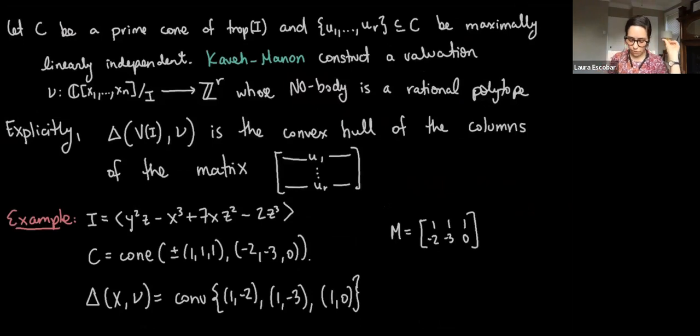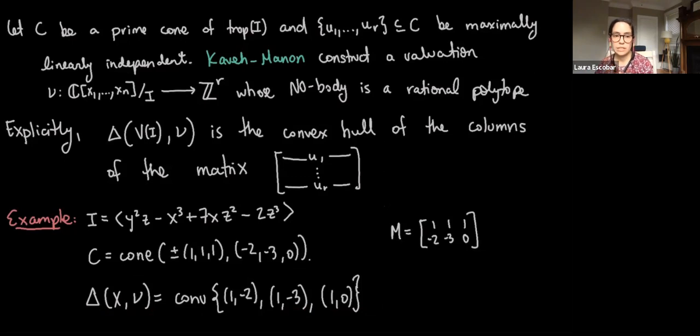So this is information from the previous slide. I told you that this one is prime. So if you construct a matrix, you can construct this matrix. And this is the matrix we encountered before. So based on the theory of Kaveh and Manon, we know that this is a valuation. I didn't tell you what the valuation is, but the way they constructed it is the way we constructed it in the previous example. And their theory also tells us then that the Newton-Okounkov body is going to be the convex hull of those three points.